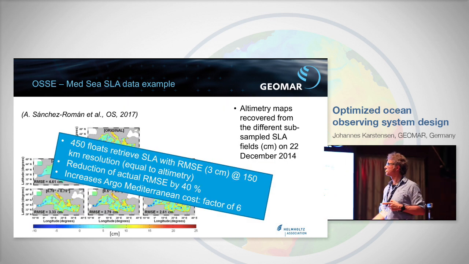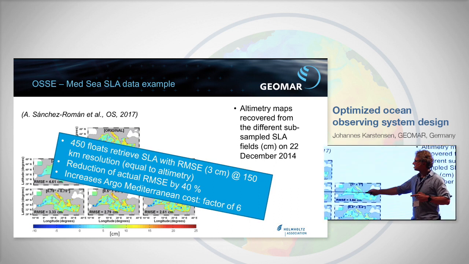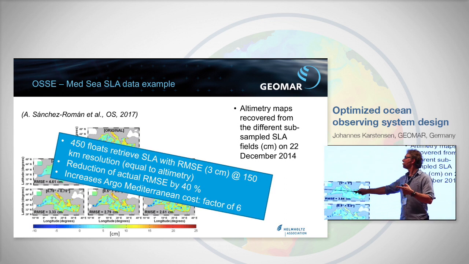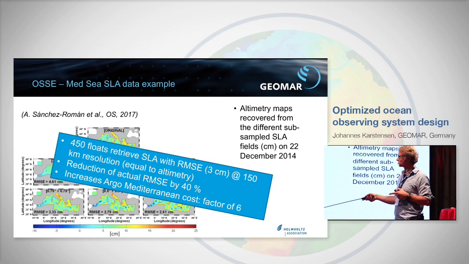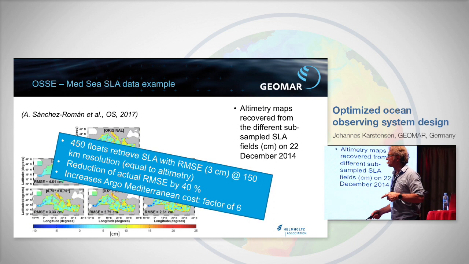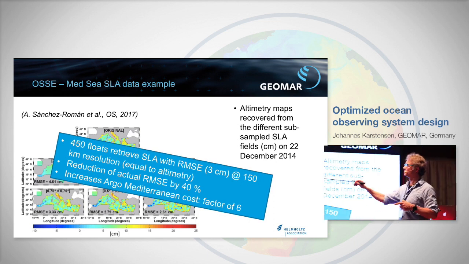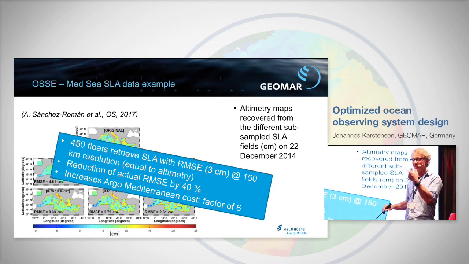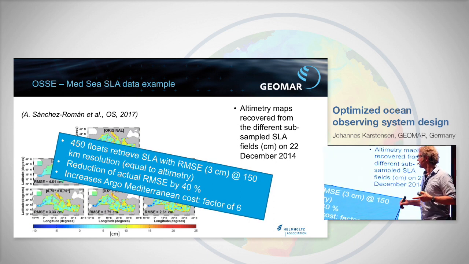So what you can see here, this is the original sea level anomaly, and these are different realizations of the gridded field based on randomly distributed observations of that map. And it can be found, which I think is interesting, that if you have 450 of these floats, that produces you the equivalent of sea level anomaly in the ocean.